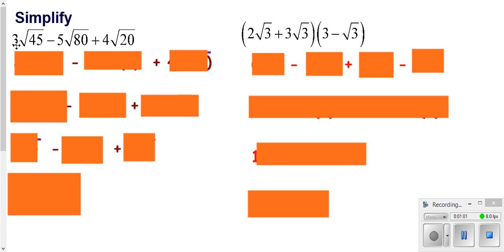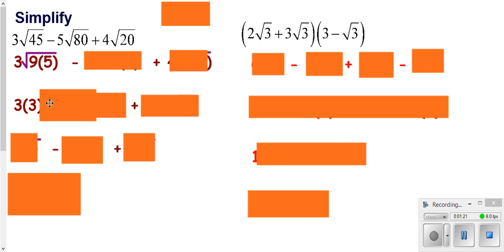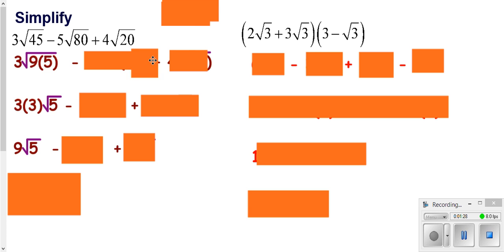So here we're adding and subtracting roots. Well, you'll notice they're not the same root. But we could maybe simplify these roots. You'll notice 45, well, that's a 9 times a 5. And I like that because the square root of 9, I know what that is. That's a 3, still with a root 5 hanging around. And that leaves me then with 9, because 3 times 3, of those root 5s.